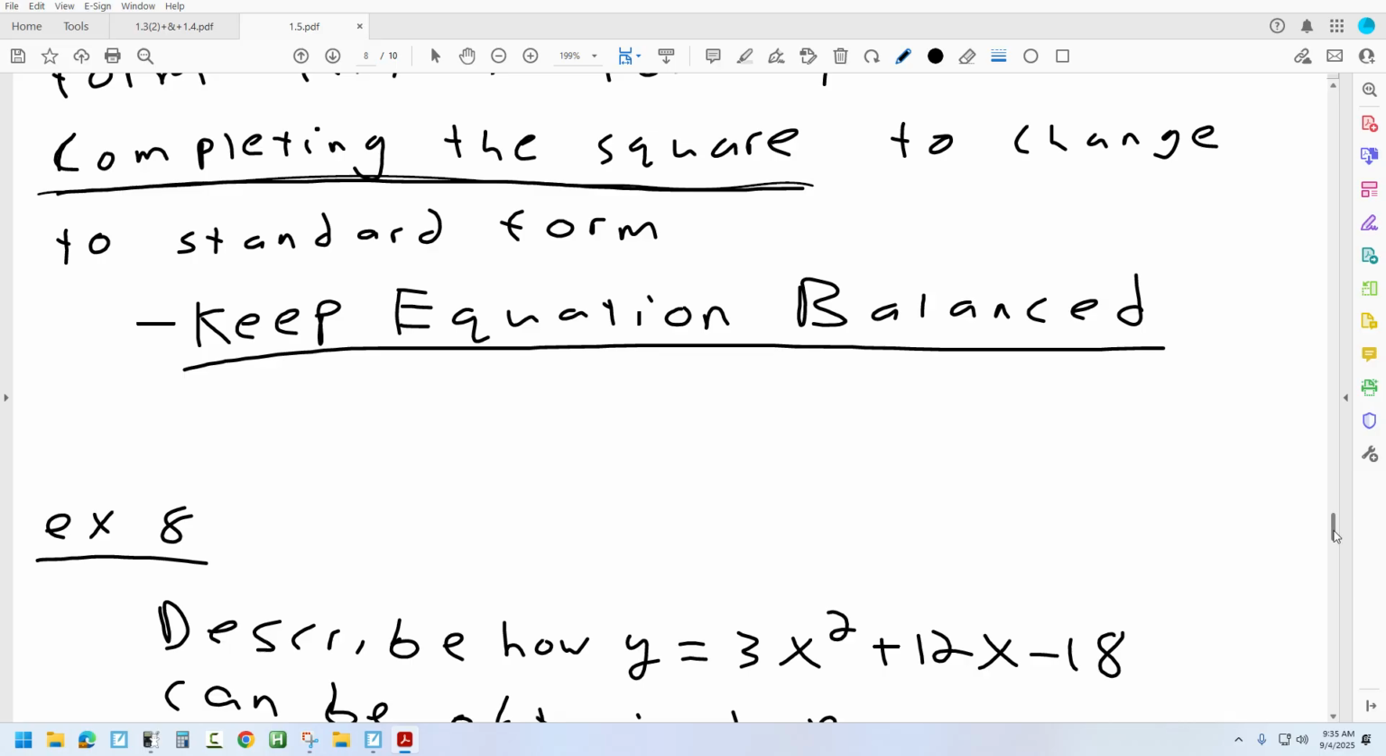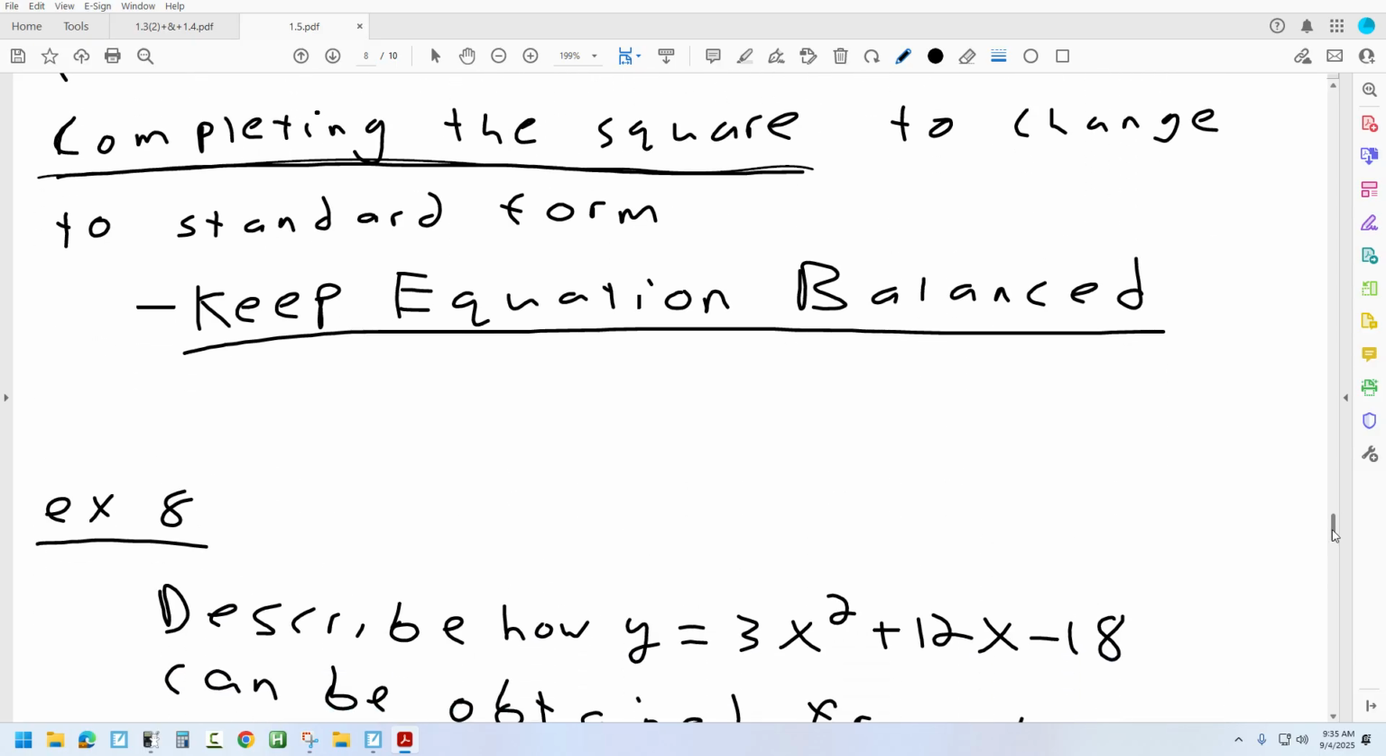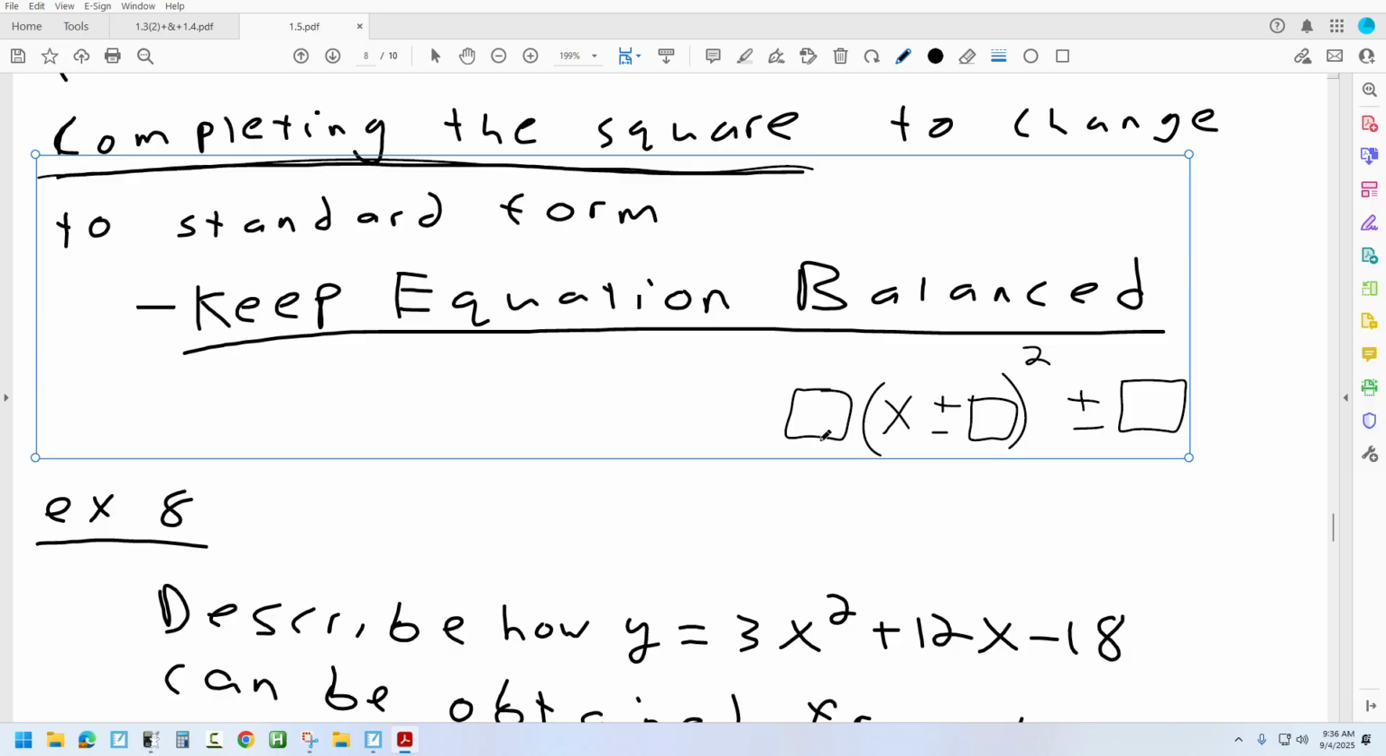Okay, so I want to describe the transformations of this. The problem with it is it's not written in the format that I need. I need something like this. A number in front, a set of parentheses, could be a plus or a minus inside. I need an x right there. I need something squared there. And then I need a plus or a minus. That way I'll be able to identify shifting left and right, stretching, shifting up and down.